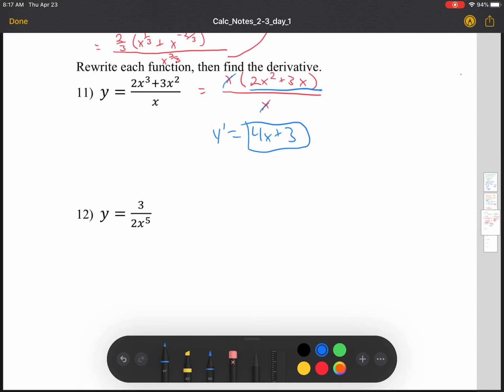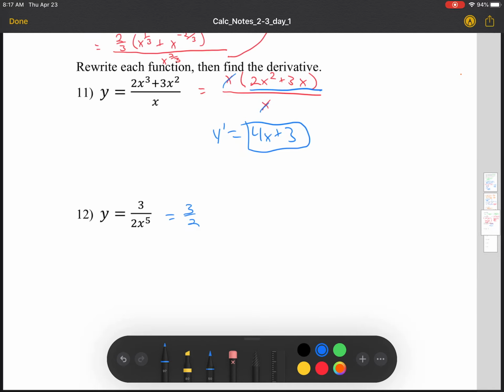Okay, that's your answer. We canceled that out. We found a way to get rid of the fraction. We didn't even have to use the product or quotient rule. Okay, now looking at 12. How can we simplify 12? All I did was I got rid of the fraction. Get rid of the fraction.